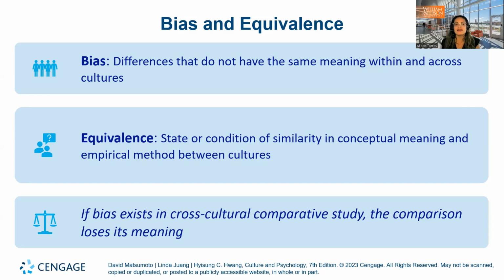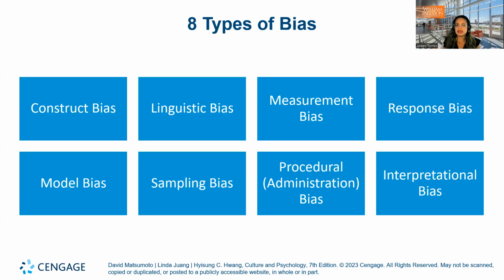It means nothing. Biases are those differences that do not have the same meaning within and across cultures. And then equivalence is whether the state or condition of similarity in conceptual meaning and empirical method between cultures is the same. So let's take a look and break that down a bit. There are 8 types of bias. They're all listed there, and I'm going to go one by one, but these are your 8.